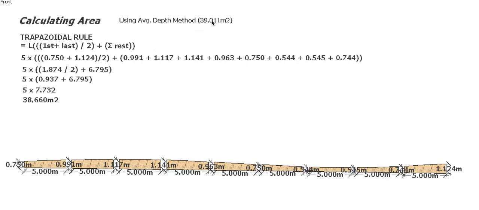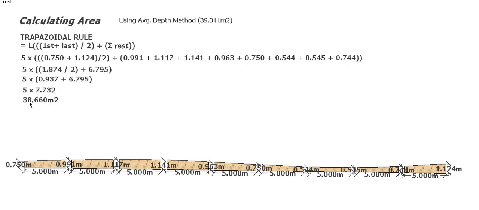So as you can see, that was reasonably close. We're sort of half a square meter off our average depth calc. But as I said, average depth is not the most accurate method. Trapezoidal or Simpson, depending on the situation, will give you a more accurate reading.